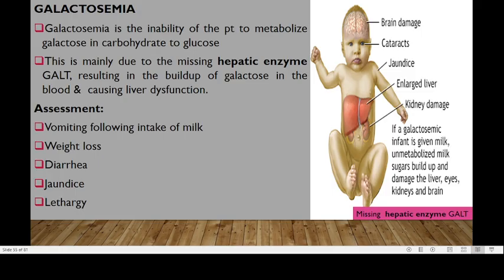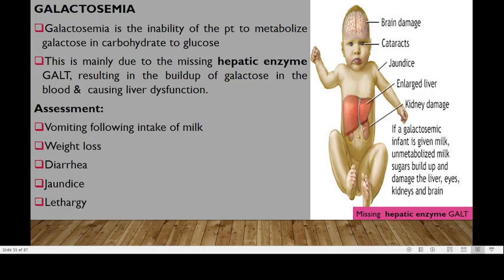Okay guys, we have looked at different endocrine disorders. Let's look at also some of the metabolic disorders, and we can start with the first one, that is galactosemia. It is the inability of the patient to metabolize galactose in carbohydrate to glucose, and this is due to a missing hepatic enzyme, GALT, resulting in build up of galactose in blood and causing liver dysfunction. So the patient is going to present with vomiting following intake of milk. They are also going to have weight loss, diarrhea, jaundice, and lethargy.